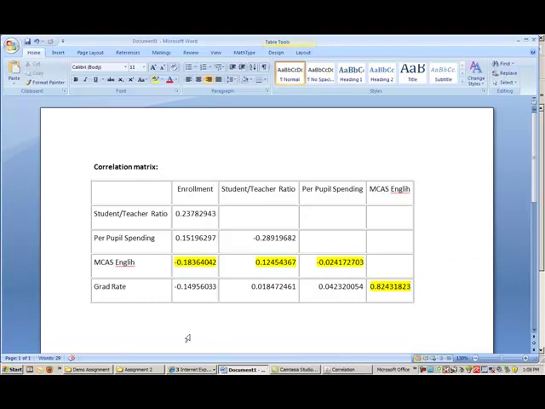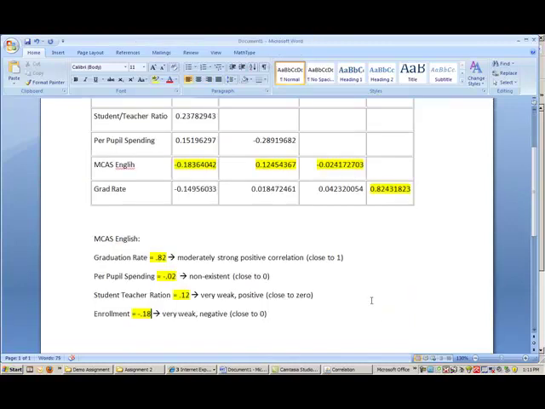Suppose my interest is in finding out which of the studied variables are highly correlated with MCAS English. What about enrollment, student-teacher ratio, per pupil spending, and here we have MCAS English and graduation rate. So I've highlighted the 4 correlation coefficients, and here are some conclusions that we can draw. If I look at the 4 numbers that I've highlighted on the table that talk about the correlation with MCAS English, the highest is graduation rate at 0.82.